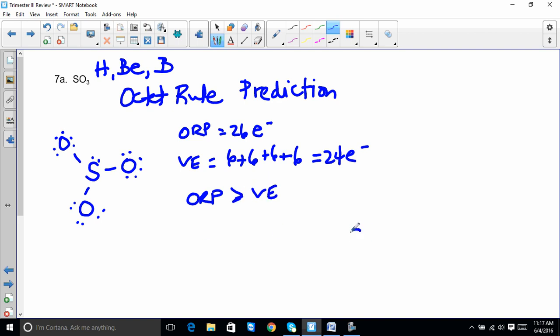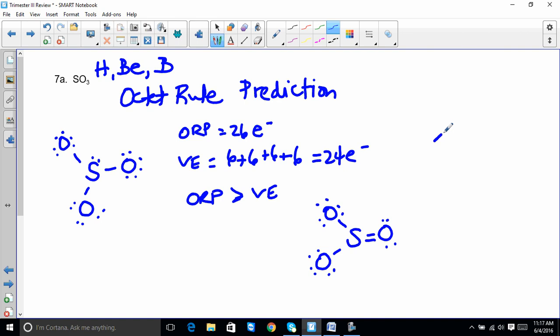When that happens, there's extra sharing. So one of these bonds, it doesn't matter which, becomes a double bond. This sulfur, 2, 4, 6, 8, no dots. These dots are gone. Then 2, 4, 6, 8. So this oxygen used to have 6 dots, but now it has 4 dots because of the double bond, but these two still have 6 dots. And if you check, 2, 4, 6, 8, 10, 12, 14, 16, 18, 20, 22, 24, ding, ding, ding.